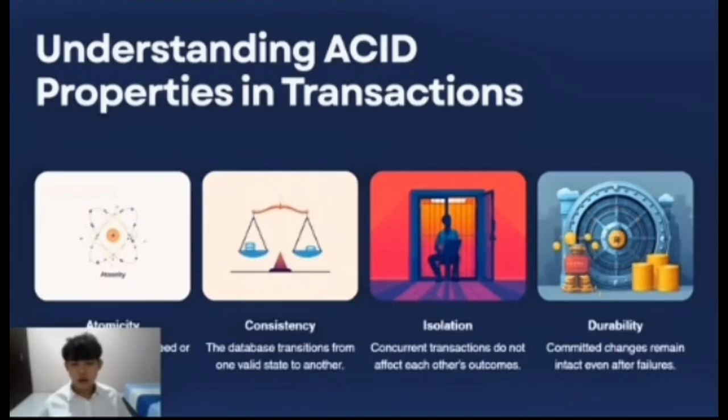Consistency is the database transitioning from one valid state to another. For example, changes affect data in correct ways. Now, let's jump into isolation. Isolation means concurrent transactions do not affect each other's outcome. For example, to reduce the number of users accessing the same data at the same time.